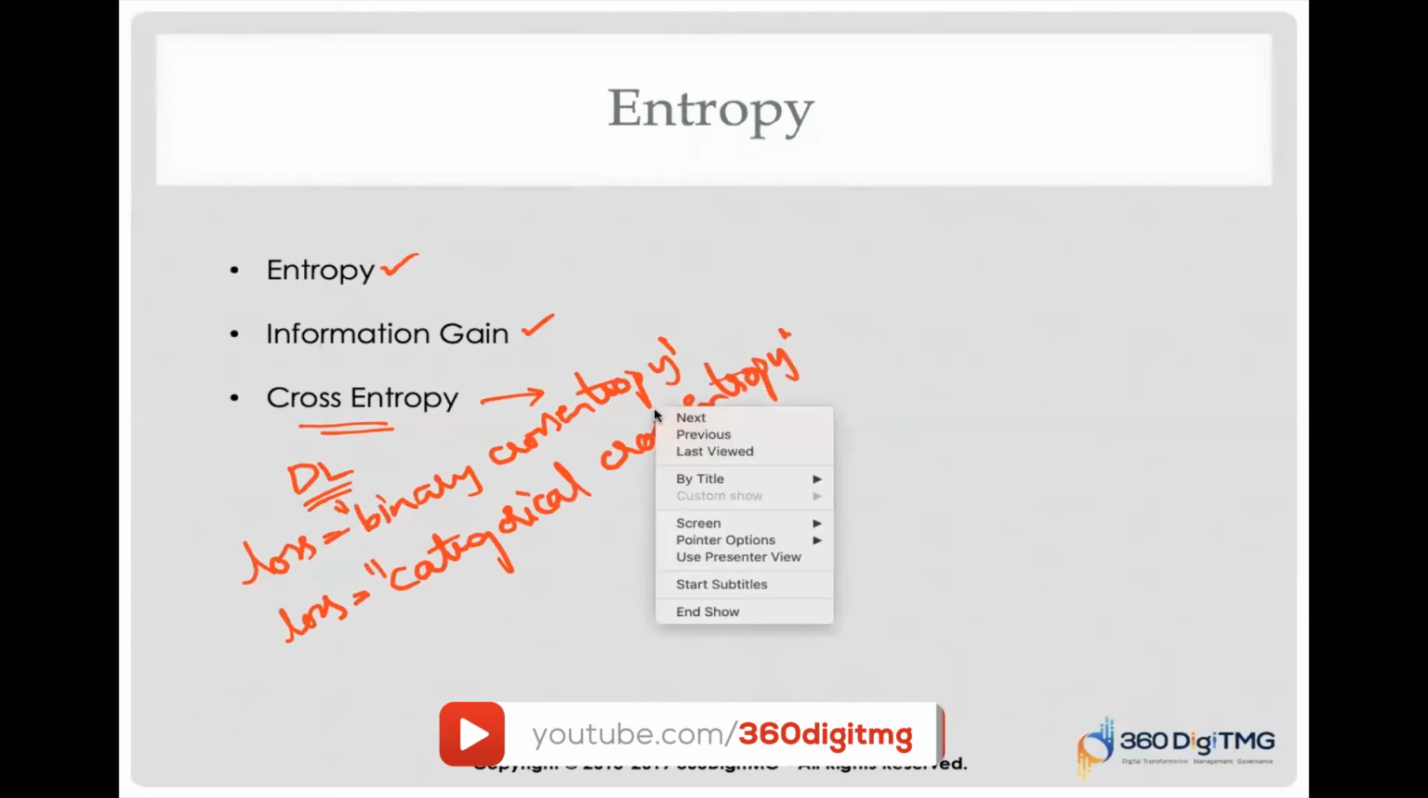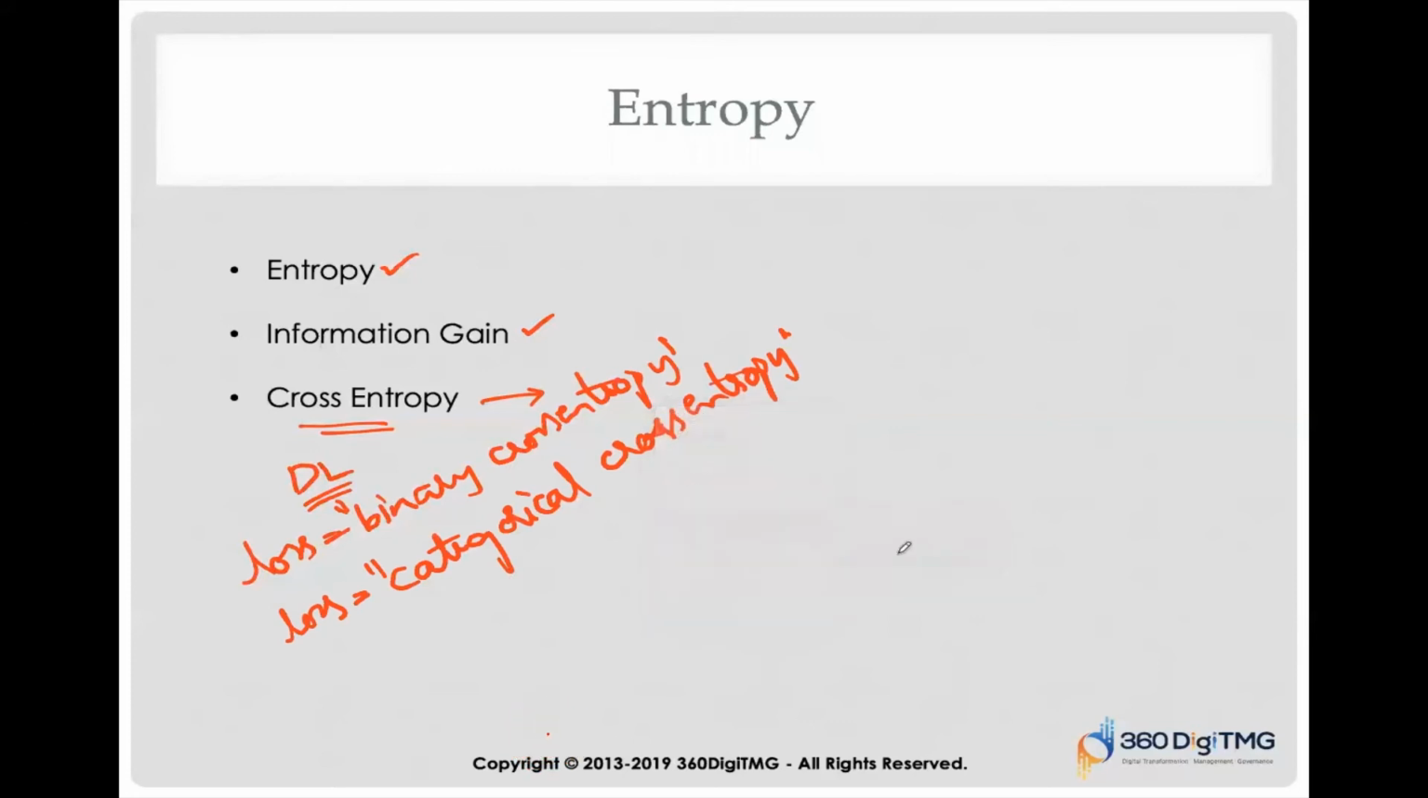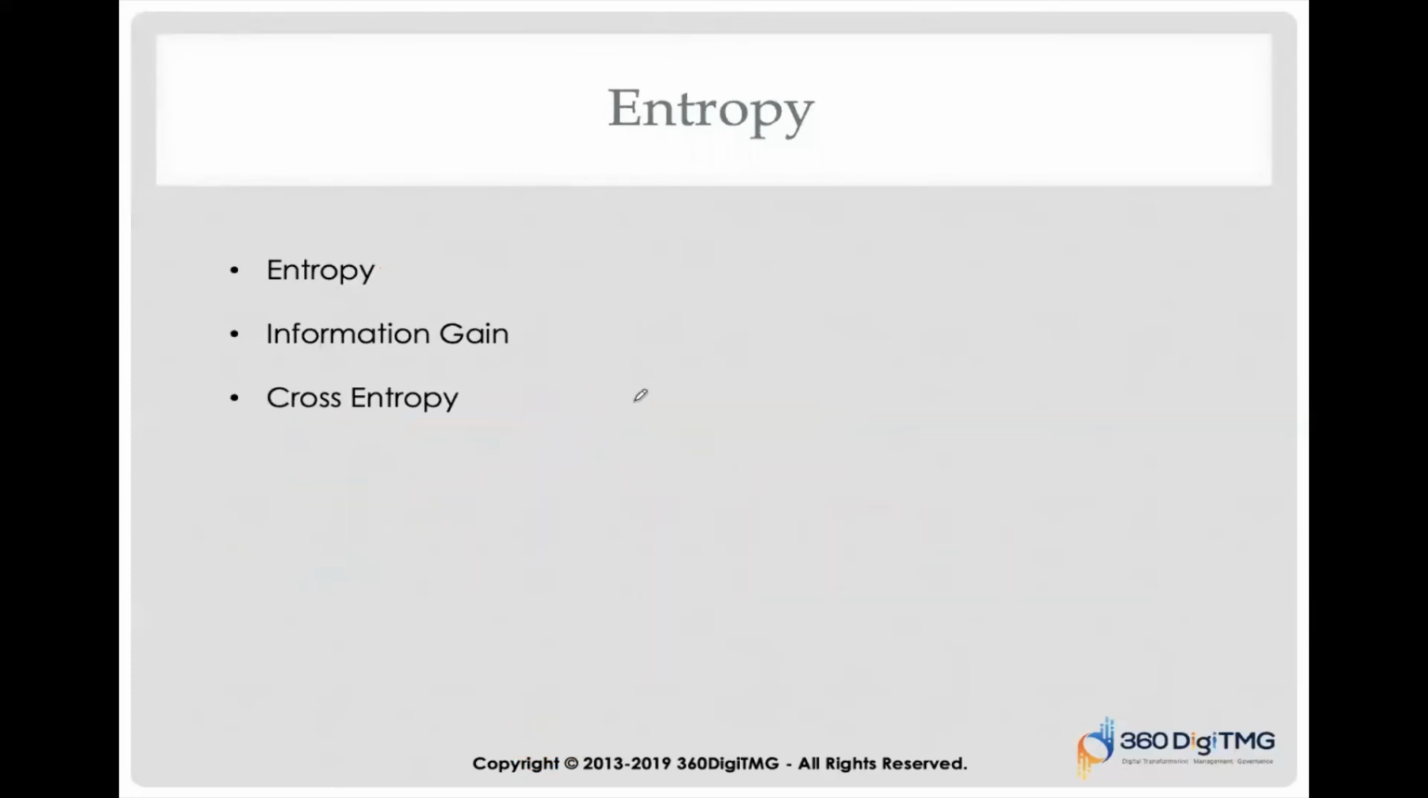So why do we use this? What is this? Let us understand. Okay, here what we define is Q and P. P is your actual class and Q is your predicted class.